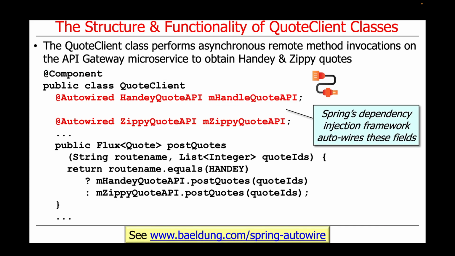Now you might wonder, what is it that we're trying to auto wire? Well, we're trying to auto wire proxies that are automatically generated using this new Spring 6 HTTP interface mechanism. And we've got two of them. One is called the Handey QuoteAPI, which, no surprise, talks to the Handey quote microservice. And the other is the Zippy QuoteAPI, which, no surprise, talks to the Zippy quote microservice. And both of these get auto-wired, so we don't have to deal with defining the constructors explicitly.